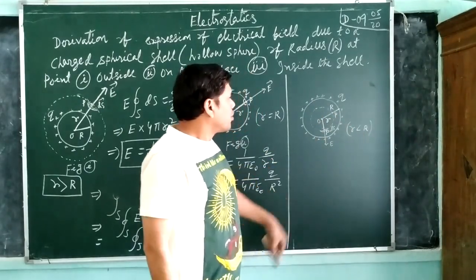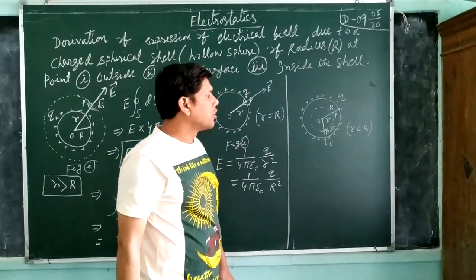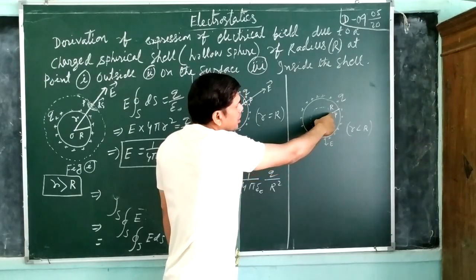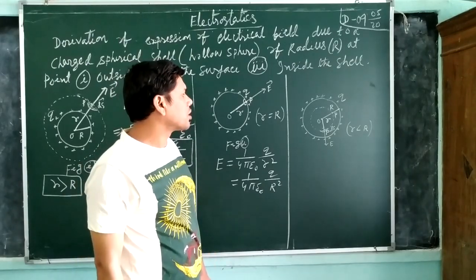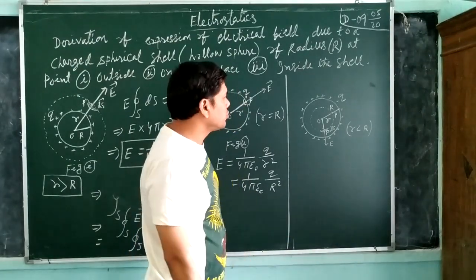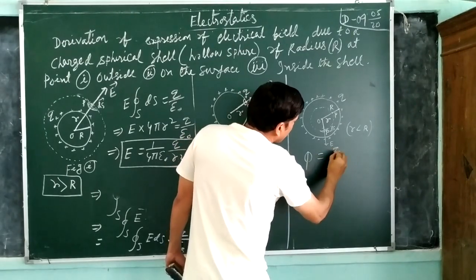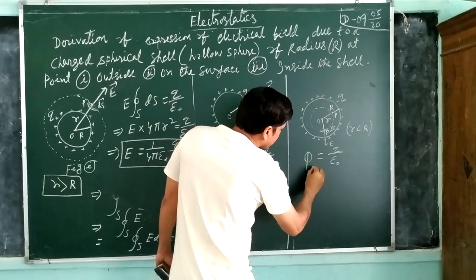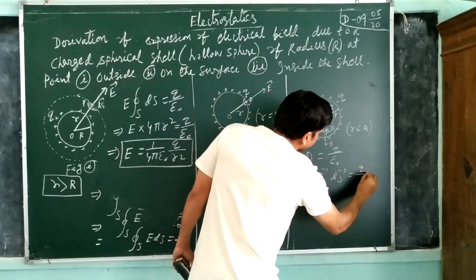Now we have drawn a Gaussian surface. It is shown by this dotted circle, and this point P is lying on this dotted surface. Now, according to Gauss theorem, we know that total outward flux phi equals q by epsilon naught, or in place of phi, we can write closed surface integration E dot ds equals q by epsilon naught.